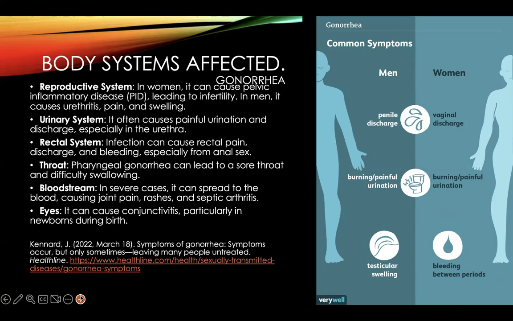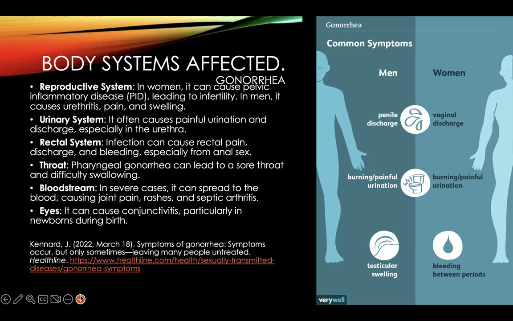Body systems affected by gonorrhea include the reproductive system, where in women it can cause pelvic inflammatory disease, or PID, which also leads to infertility, similarly to chlamydia. In men, it can cause urethritis, pain, and swelling. In the urinary system, it often causes painful urination and discharge, especially from the urethra. The rectum is also affected in gonorrhea. The infection can cause rectal pain, discharge, and bleeding, especially from anal sex.